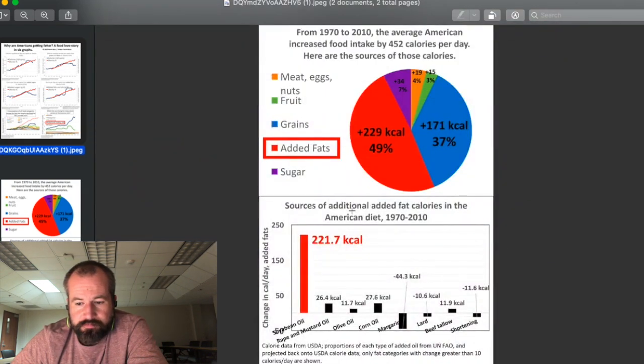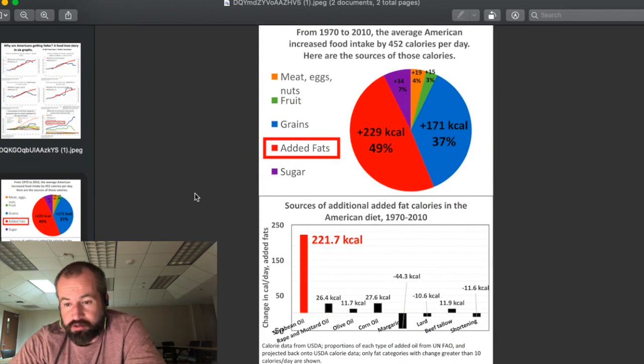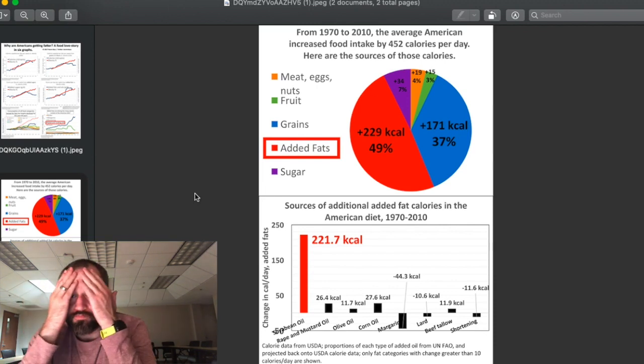All right. Let's look at the average American increased the food intake by 452 calories per day from 1970 to 2010. Here are the sources. So added fats are about 50% of the added calories between that period. Grains are about 37%, and others account for a much smaller proportion. But what is the source of the added fats? It's soybean oil. As we can see in this figure, it's soybean oil.